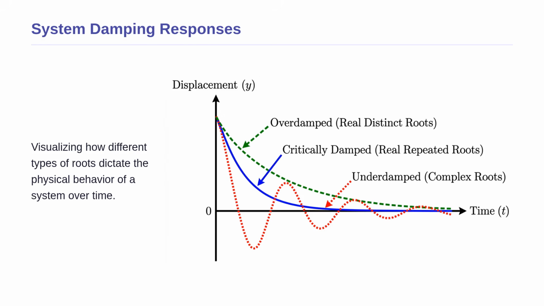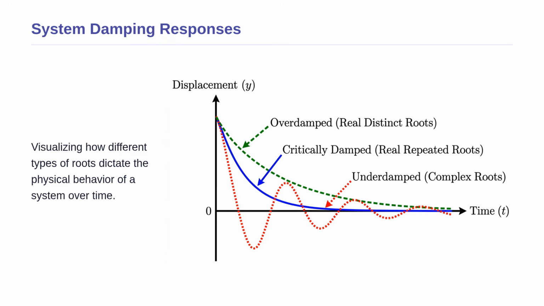Now that we have calculated these different types of roots, let us visualize what they actually mean in the real world. Look at the graph on your screen. The horizontal axis represents time, and the vertical axis represents the displacement or position of our system. The green dashed curve shows an overdamped system caused by real distinct roots, which sluggishly returns to rest.